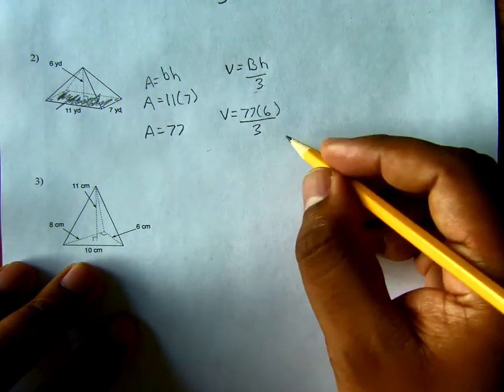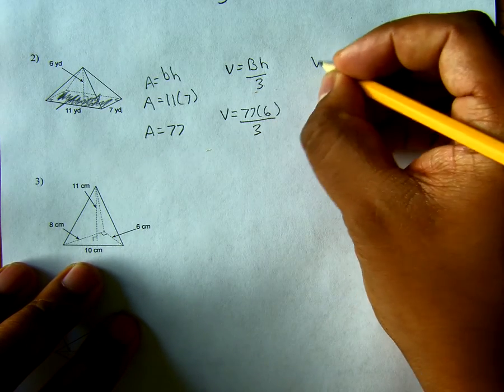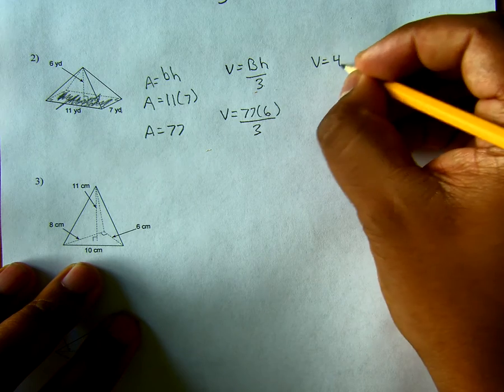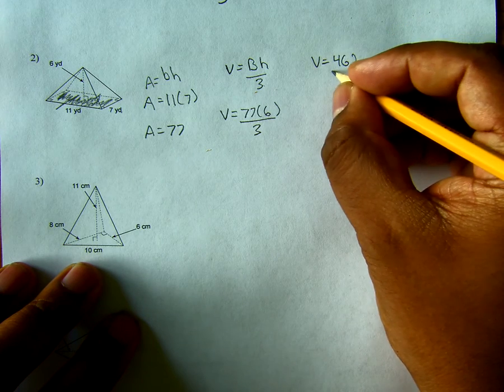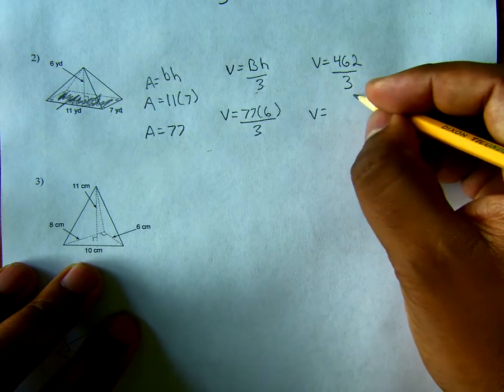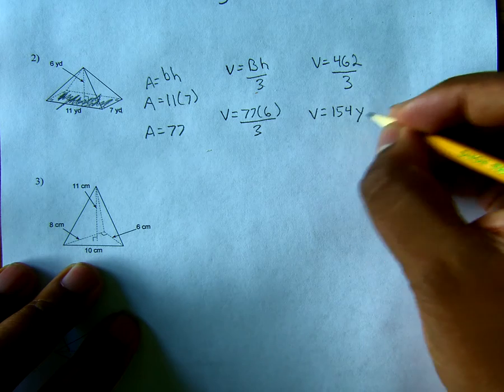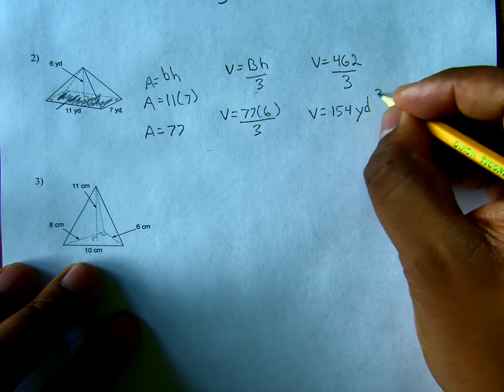Okay, now we just work the calculations from there. 77 times 6 is going to be 462, divided by 3. And then once we do that, we'll have 154. And that's going to be yards cubed.